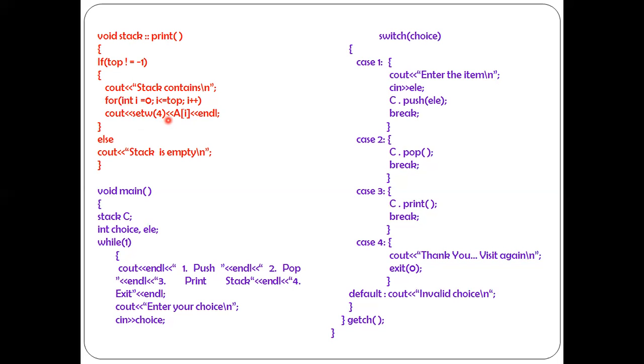A of I means A of 1. What exactly element is stored in A of 1? 20. 20 is going to print. Cursor comes to the next line because of endl. Again, it goes to the for loop and I gets increased by +1. I becomes now, this time, 2. 2 is less than 3.